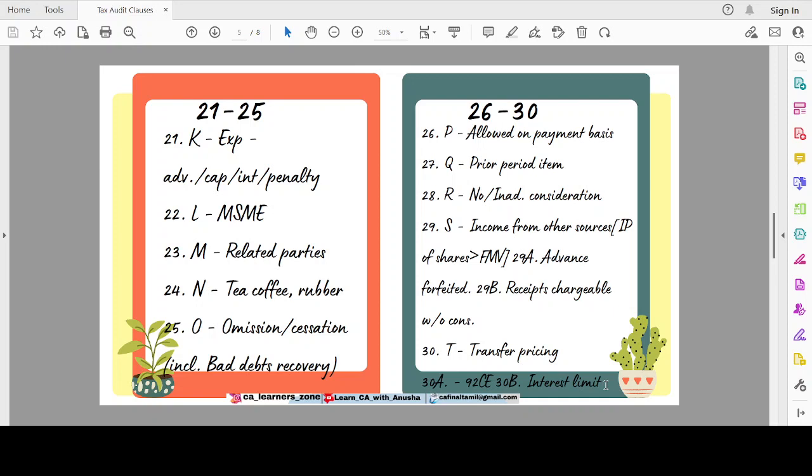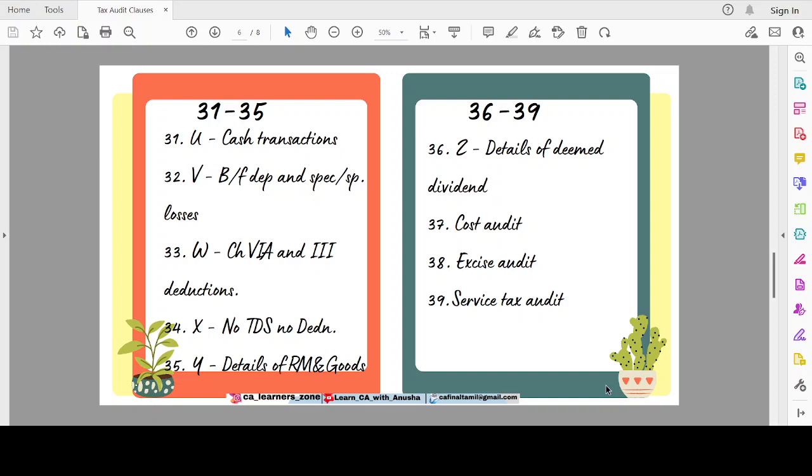Let's revise. P, allowed on payment basis. Q, prior period item, because queen is a prior period item. R, rat, it has eaten everything. I don't have anything, so no consideration or inadequate consideration. S, income from other sources: issue price of shares greater than its fair market value, or advance forfeited, or receipt chargeable without consideration. T, we have transfer pricing. 30A could be 92CE, and 30B is interest limit. Let's move on.